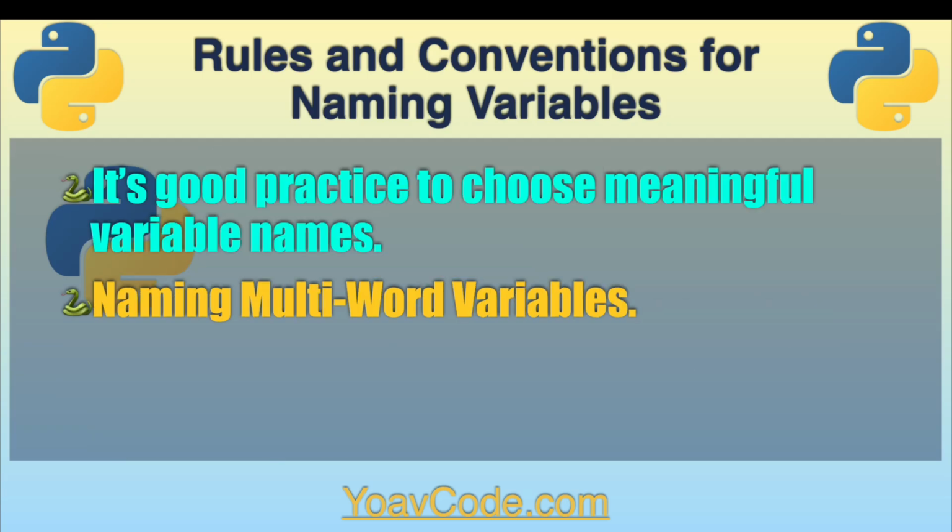It's good practice to choose meaningful variable names. This isn't a strict rule, but it helps you, and anyone reading your code, understand what data the variable stores. Naming multi-word variables. When a variable name is made of multiple words, the common convention is to connect the words using underscores. We'll see examples of that later in the lesson.